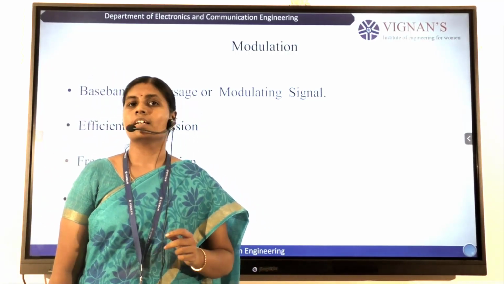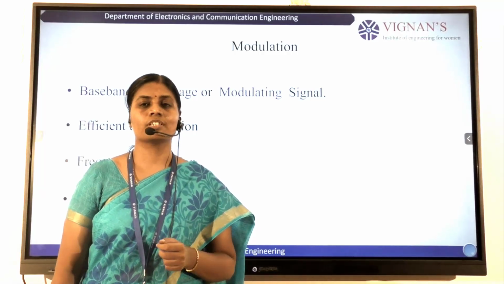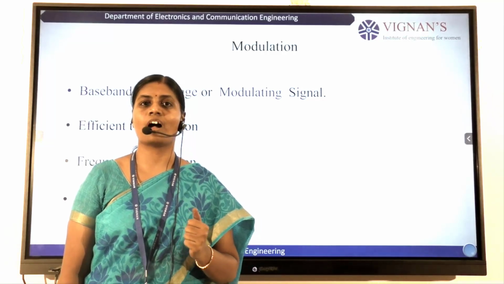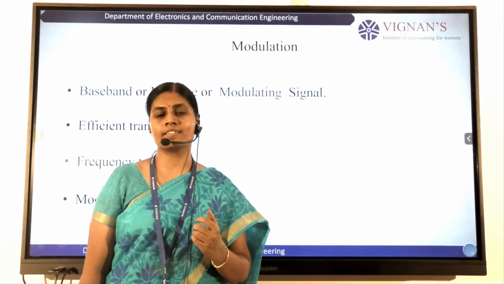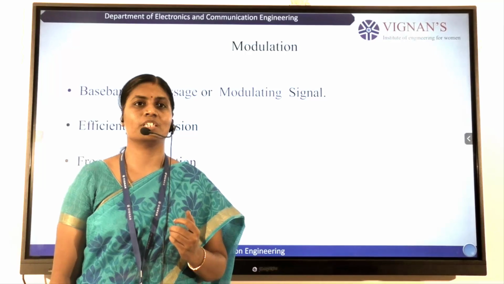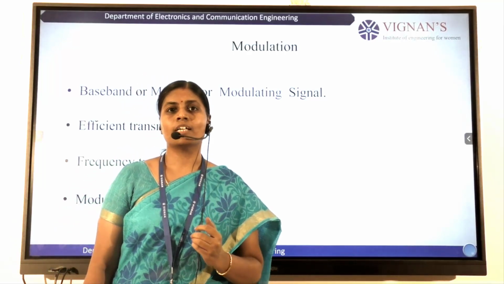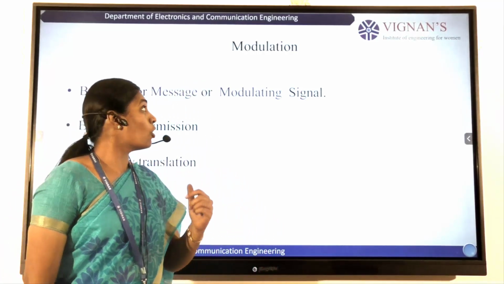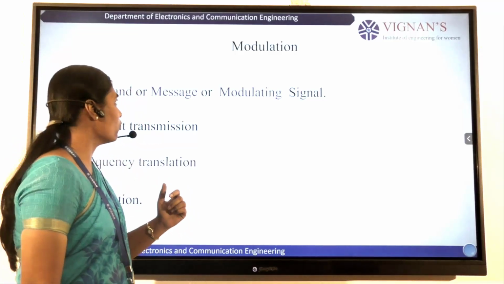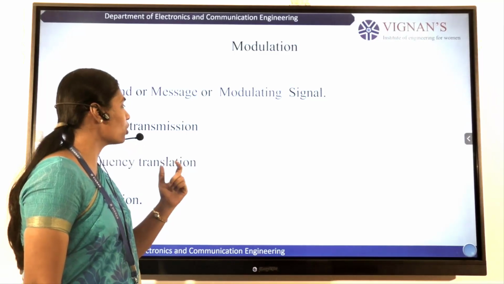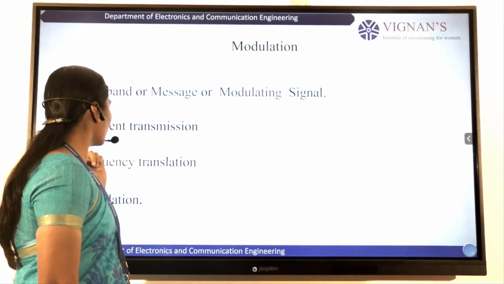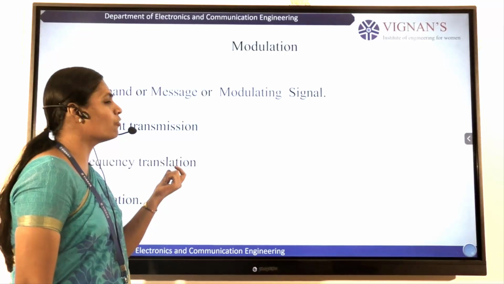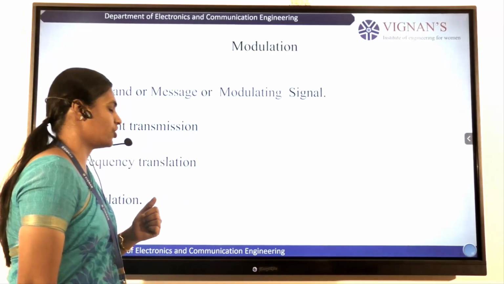So, communication mainly focuses on sharing of information. Whenever we want to share information between two persons, if the two persons are very far apart, then with the help of some techniques and devices, the information can be transmitted. For that, the most important and basic technique is the modulation technique. This modulation technique mainly consists of two things, the baseband or message or modulating signal, and the carrier, and it is used for performing efficient transmission. The other name for the modulation technique is frequency translation.